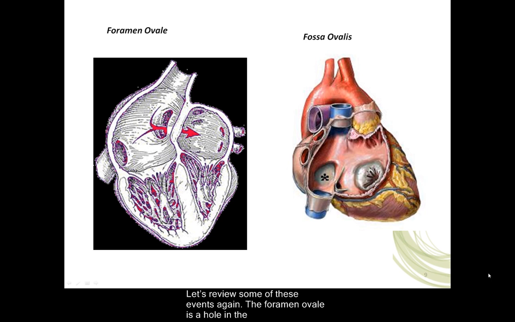Let's review some of these events again. The foramen ovale is a hole in the interatrial septum, and it is a right to left shunt. Most of the blood is traveling through the shunt.